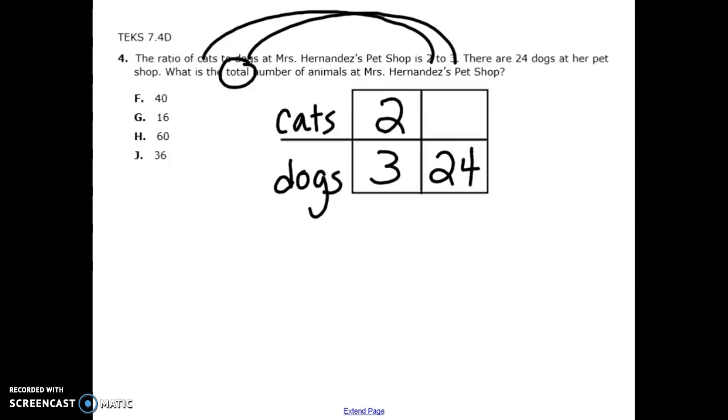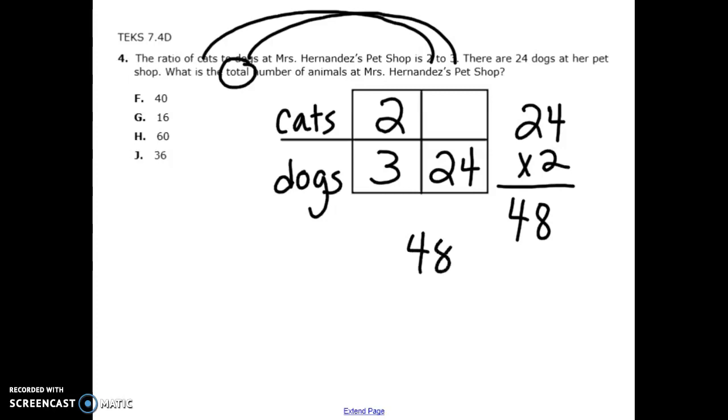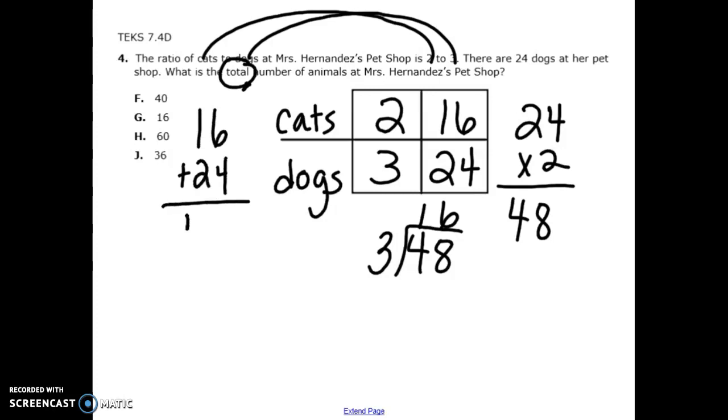So we need to cross multiply and divide. So 24 times 2 is 48. And 48 divided by 3 is 16. So 16 is the number of cats. The question asks, what is the total number of animals? So for total, I'll need to add 16 plus 24, and I'll have a sum of 40. So there are 40 animals in this pet shop.